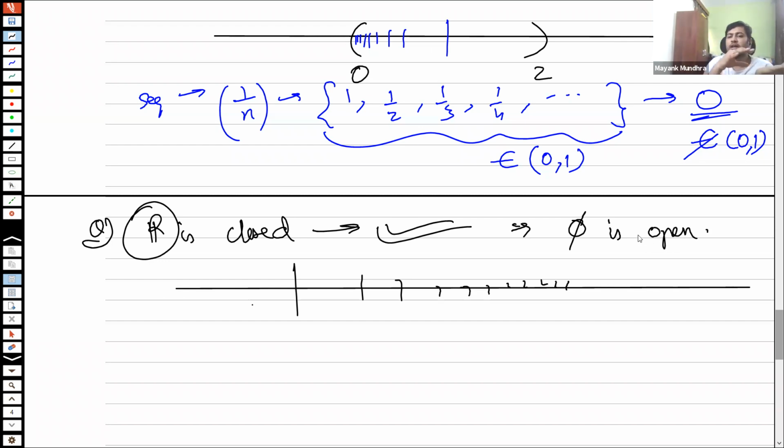Okay, so phi is also both closed and open. The first statement was R is open, which gave me phi closed, and now I have R closed, which gives me phi open. So both these sets are both open and closed. And in fact, they are going to be the only two sets on the real line which obey this property. There's going to be nothing else other than this.